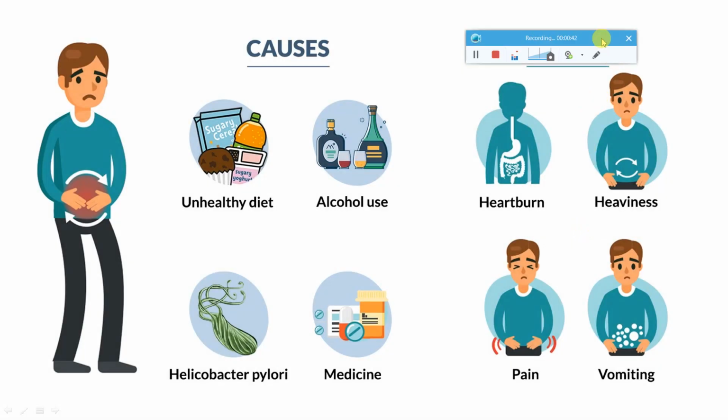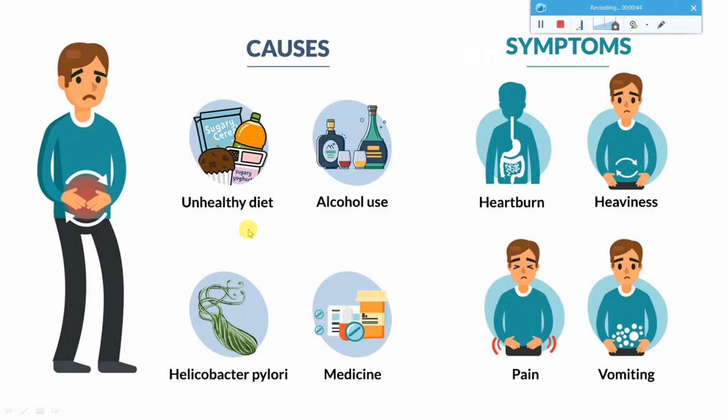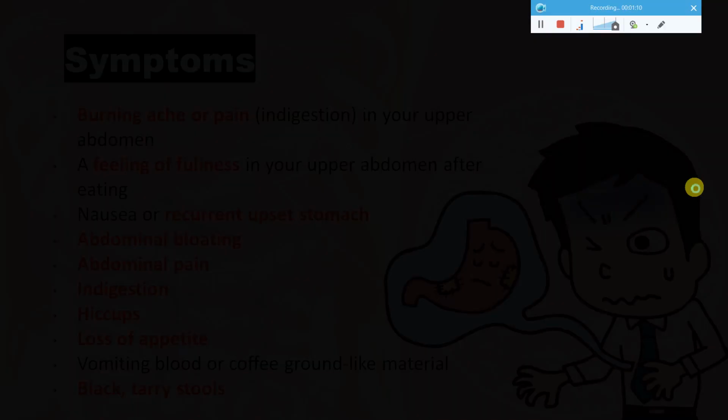So coming to the causes of gastritis, it is basically because of an unhealthy diet, too much alcohol, infections by Helicobacter pylori, or too many medicines. Taking too many medicines also can lead to gastritis issues. Coming to the symptoms, you might be suffering from heartburn, you might feel too much heaviness, you may have pain in the abdominal region, and you may even have vomiting. So these are a few symptoms of gastritis.